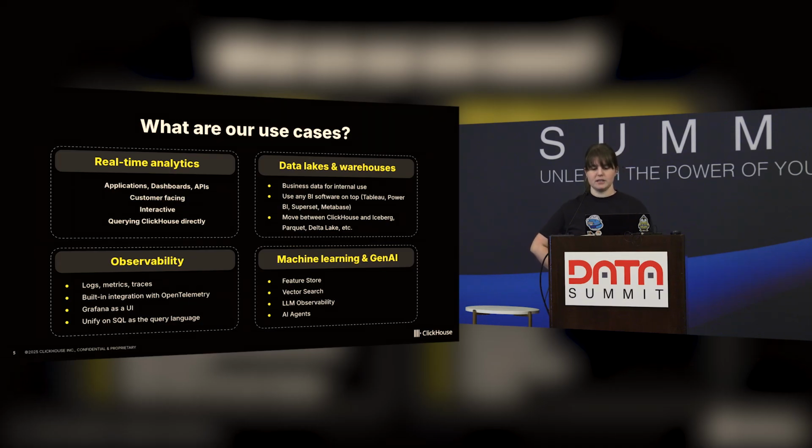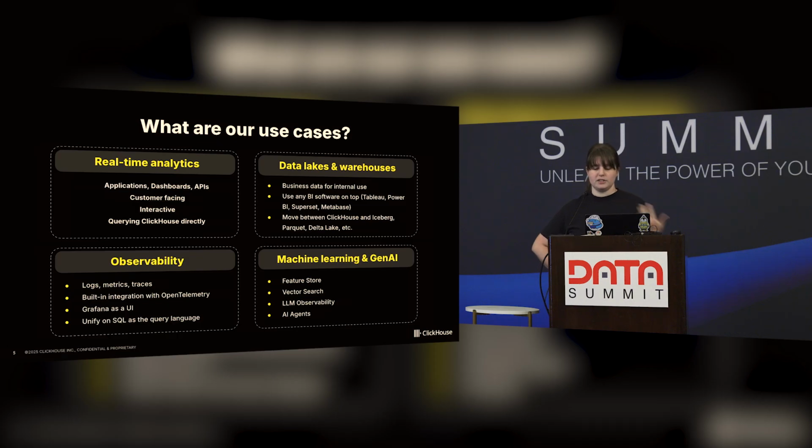Data lakes and warehousing, this is what we're talking about quite commonly at this conference in particular, which is business data for internal use, on top of which you can use your BI software. Very similar to how you use your Snowflake or your Databricks right now, though more commonly ClickHouse lives on top of those workloads. Imagine it like a hot layer on top of something like Snowflake or Databricks data warehousing. Observability is like DevOps, basically. It's going to be your logs, metrics, and traces, things with OpenTelemetry, et cetera.